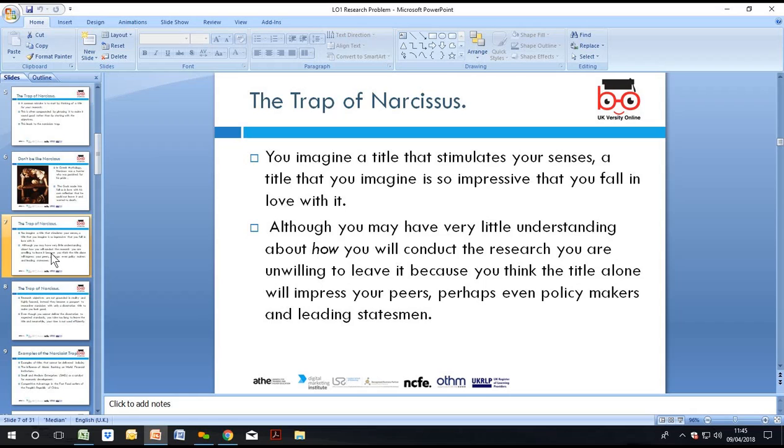So you imagine a title that stimulates you and think, oh, that looks good. Although you may have very little understanding about how you're going to conduct the research, you're unwilling to leave it because you think the title alone will impress people. Well, it won't. It certainly won't impress me. So you need to pick a title, a subject, but the second part is the reason for actually doing it.